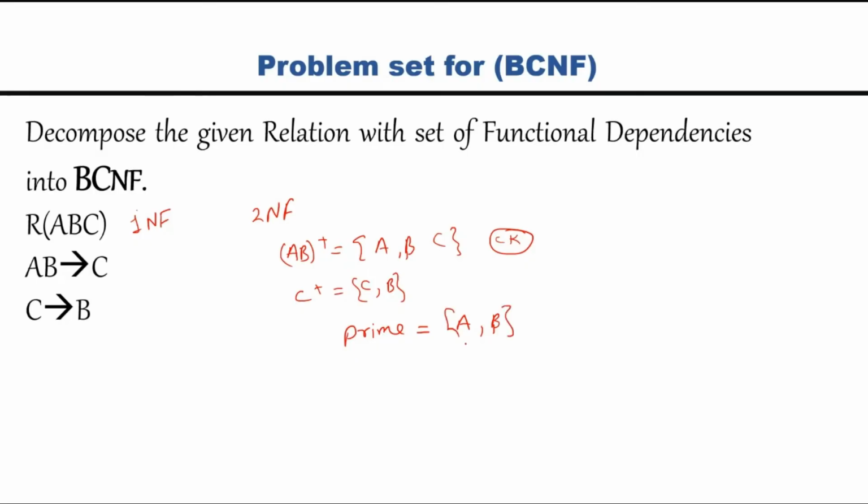Now you have to write A and B. What about the non-prime attributes? So non-prime is what? The remaining attribute, which is what? A C. Non-prime attribute is C, right, students?